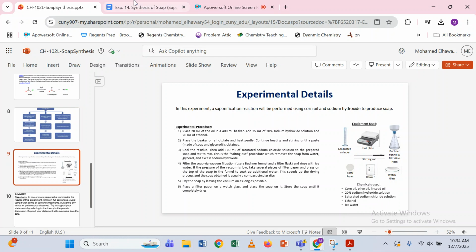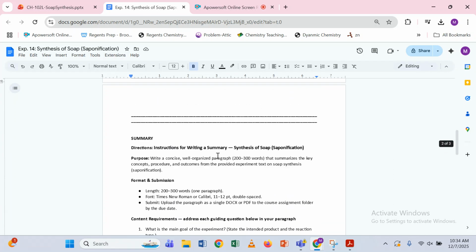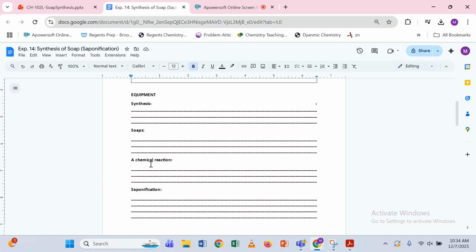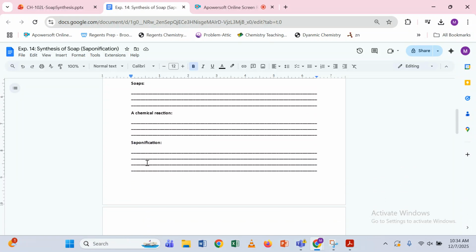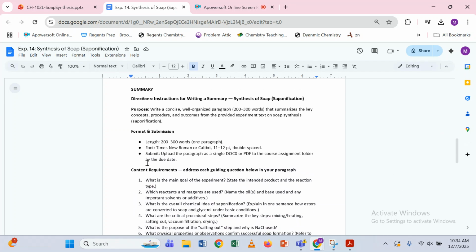So, what you're going to do for this experiment is you are going to complete the. So, again, make sure you fill out the objective, complete the synthesis, soaps, chemical reaction, saponification definition. And here is a summary of what you need to be doing for today's experiment. Today's experiment, as you saw, this is the research experiment.